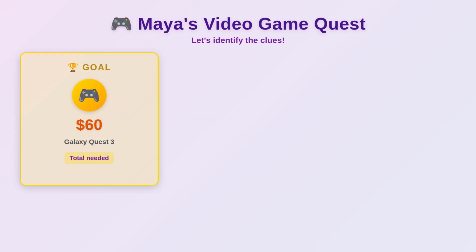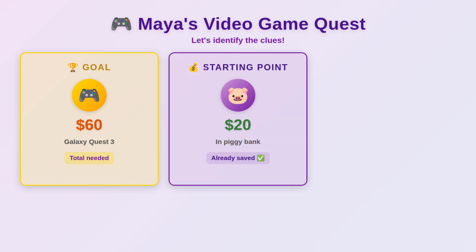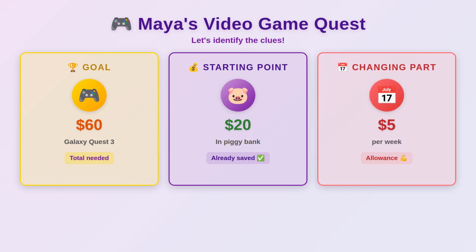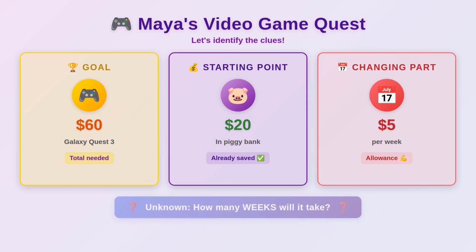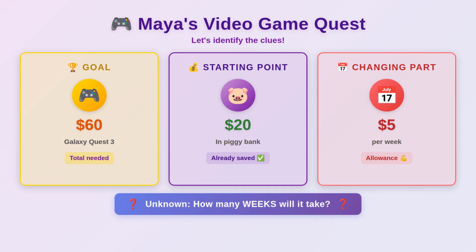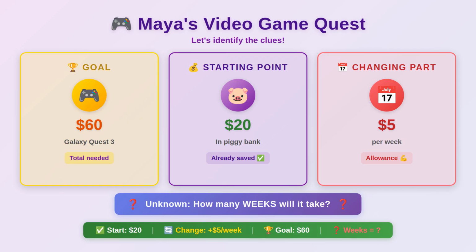Okay, let's look at Maya's specific clues. The game, Galaxy Quest 3, costs $60. That's our goal, our total. Maya checks the piggy bank and she already has $20 saved up. That's her starting point. And she gets a $5 allowance every single week for doing her chores. That's the changing part. We need to figure out how many weeks it'll take. That unknown number of weeks is the mystery we need to solve. We have our start, our change, and our goal.